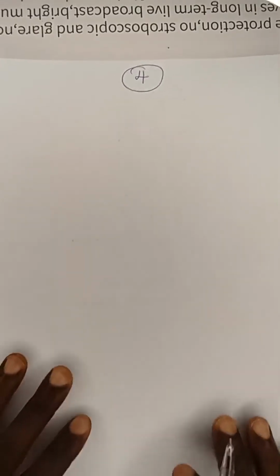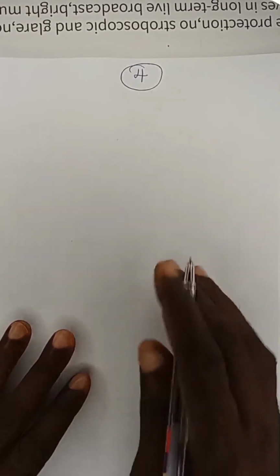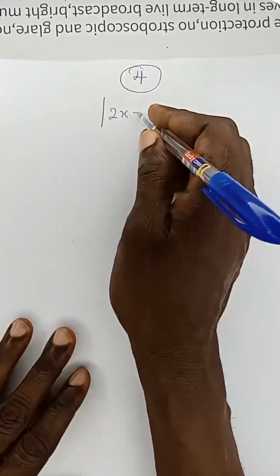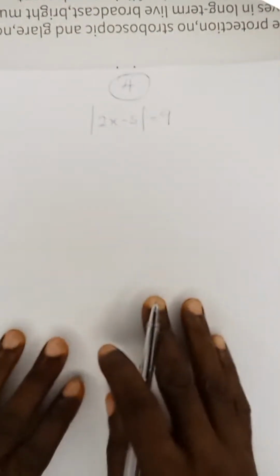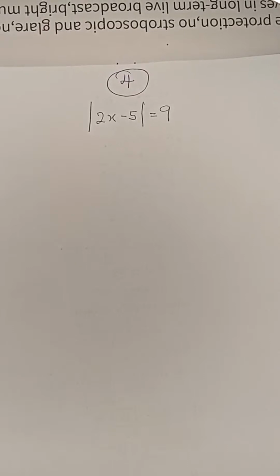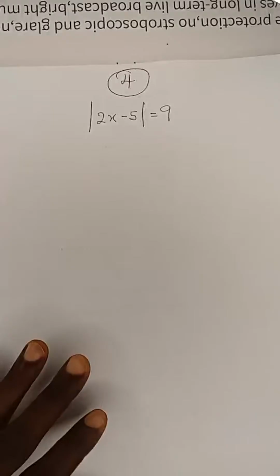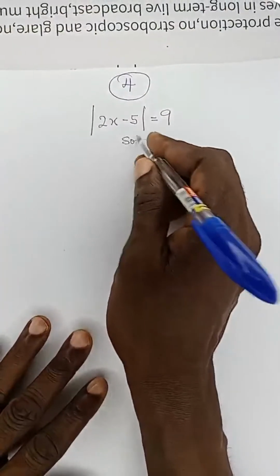All right, so we have an absolute value equation, and the question says: solve |2x minus 5| equals 9. So this is an absolute value equation. You are asked to find x, and this is also one of the most asked questions in exams. Now, the solution, let's look at it.